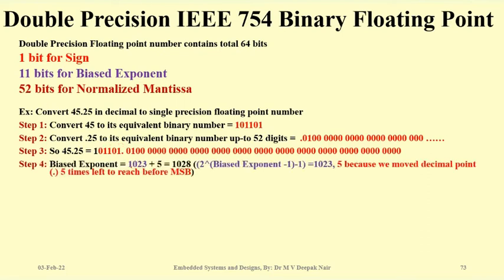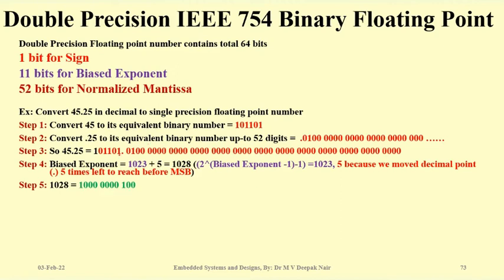Now 1023, you know that is 2 to the power 11 minus 1. Why 11? 11 is from the exponent. So 2^11 minus 1 gives you 1023. This will always be constant for 64-bit or double precision. So 1023 plus 5 is 1028. Clear? And you will convert that 1028 to its equivalent binary format, and then of course you will have to normalize the mantissa.